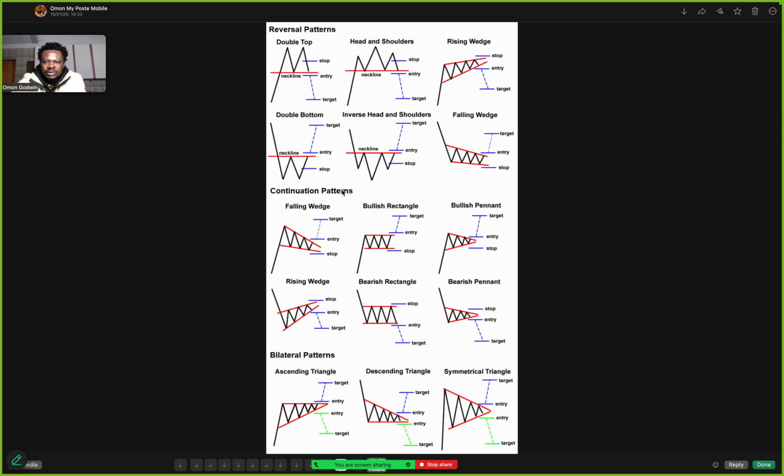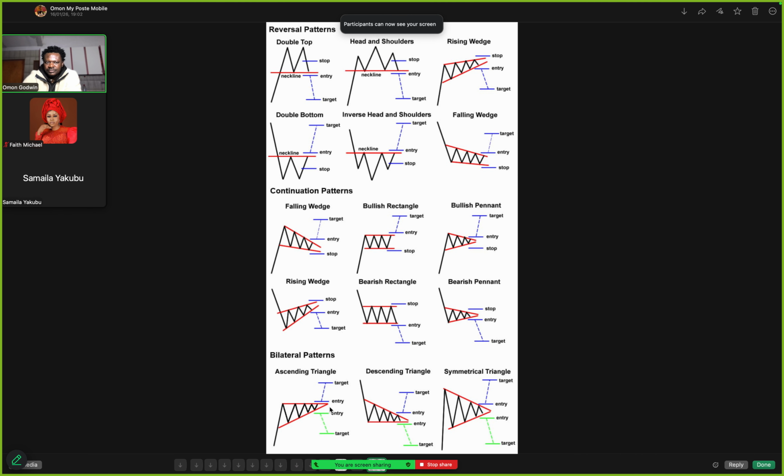Then we have continuation patterns, which are these six: 1, 2, 3, 4, 5, 6. While we have the bilateral patterns, which are these three. These three are the most difficult trading patterns that we have on the trading market.